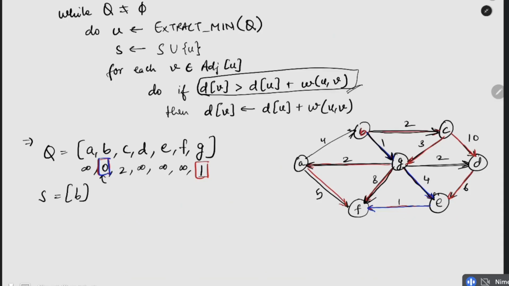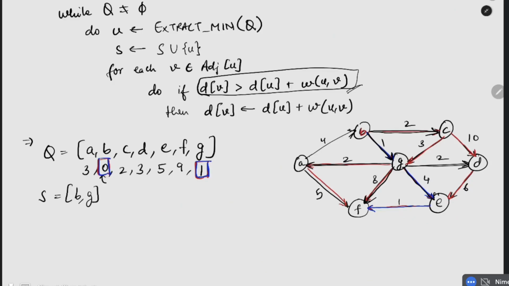I'll check and update, right? So for A, it will be G plus the weight, so it will be 3. For F, it will be 9. For E, it will be 5. And then for D, it will be 3. Okay, and we then insert G also into S, right? And we mark G as visited, right?